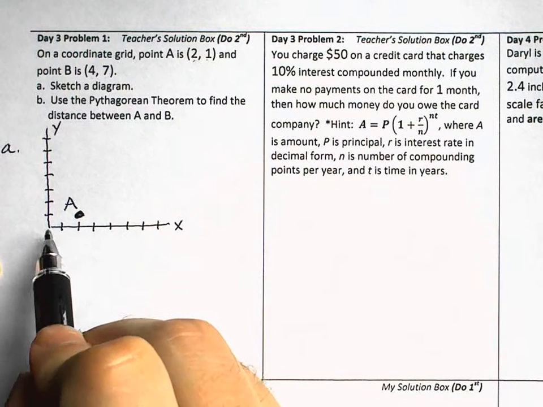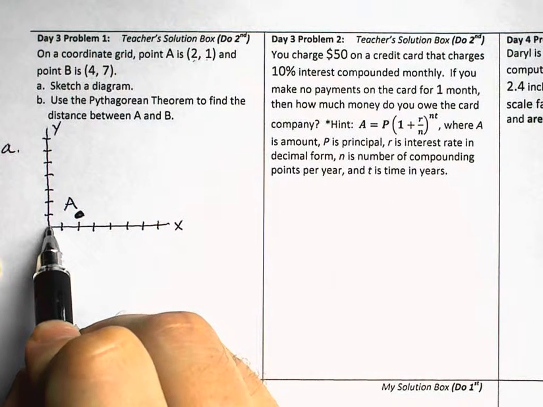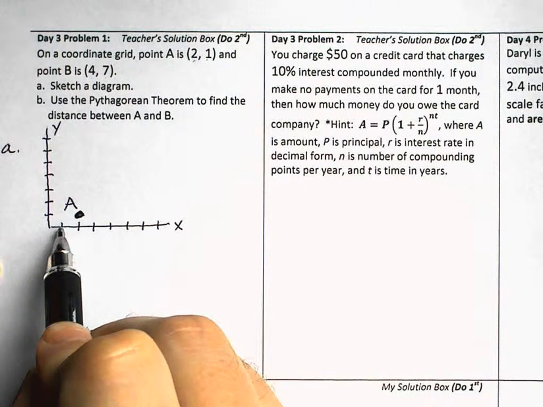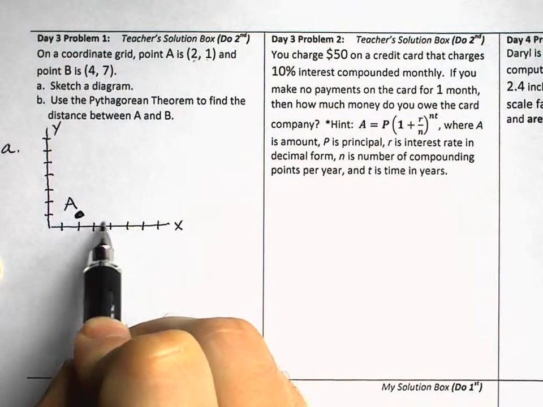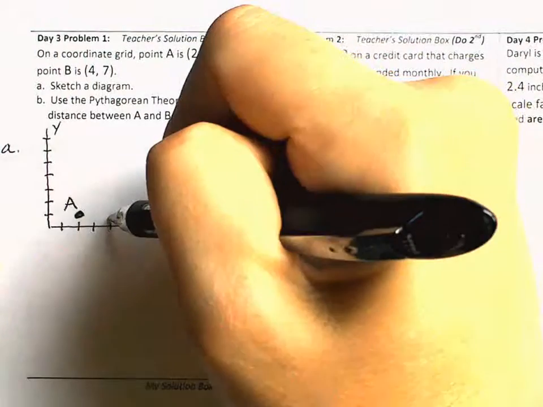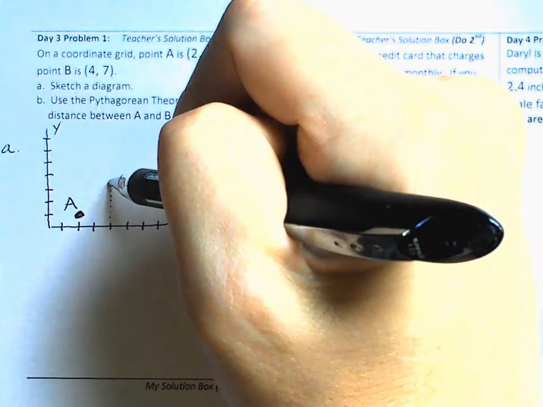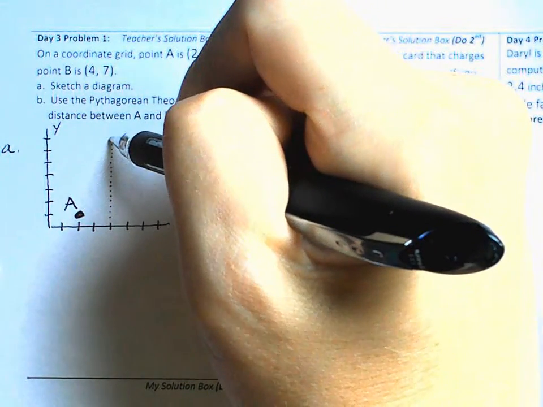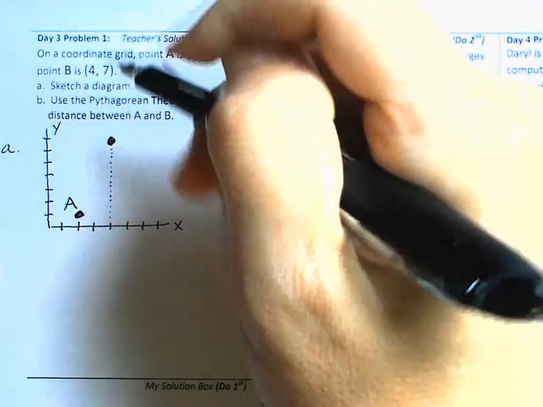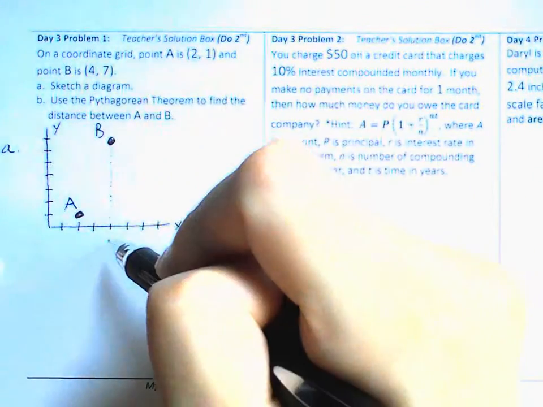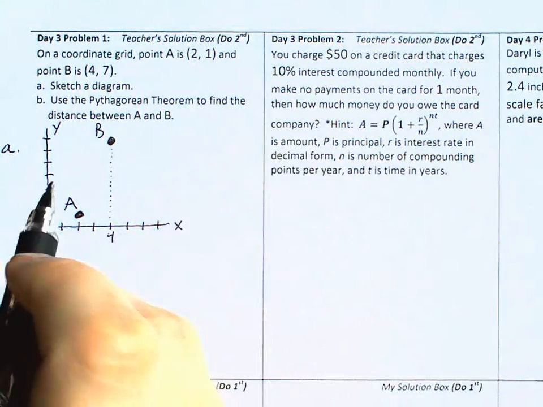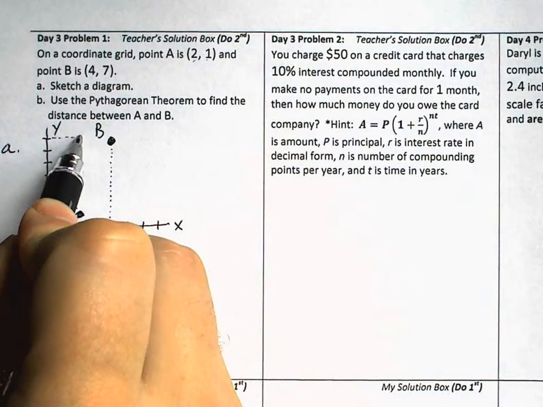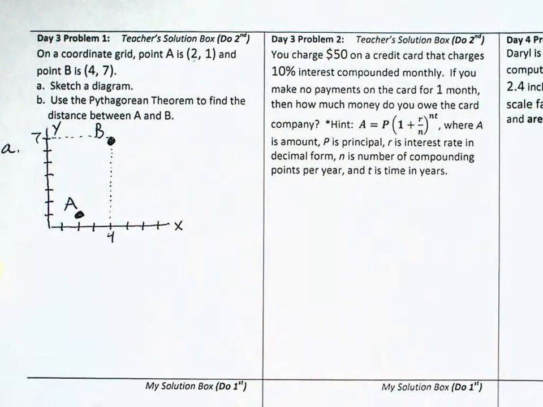Point B is (4, 7). So starting at the origin, right 4 and then up 7. When I go up 7, I want to be very careful to go vertically so that things line up correctly. I want to be straight above the 4 and straight across from the 7th mark on the y-axis. So there is the diagram.